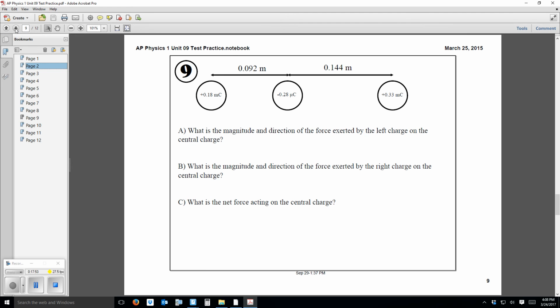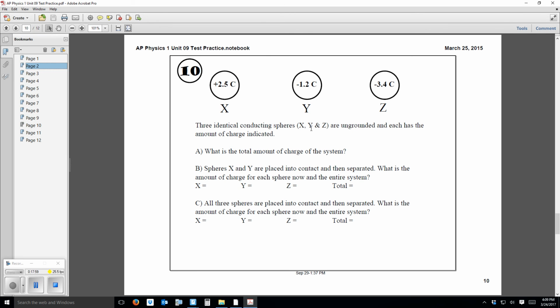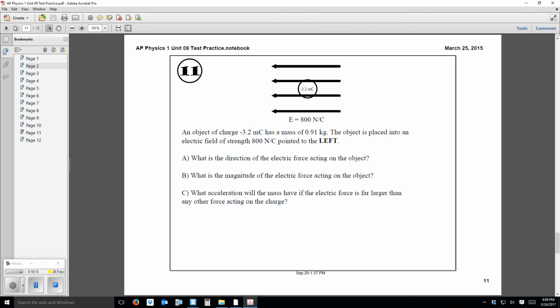Some separation stuff. Identical conducting spheres means that when they touch, they're going to split whatever charge is between them equally, but the total amount of the charge for the system remains the same. Whatever it starts out with is going to be constant throughout. Working with some field stuff, realizing that if you get the force that's exerted and you know the mass, the acceleration is a result of net force equals ma.